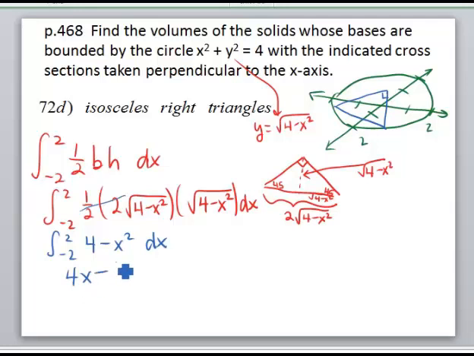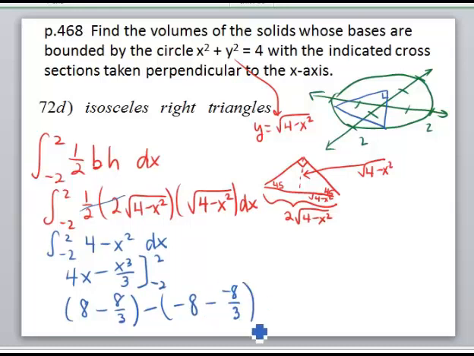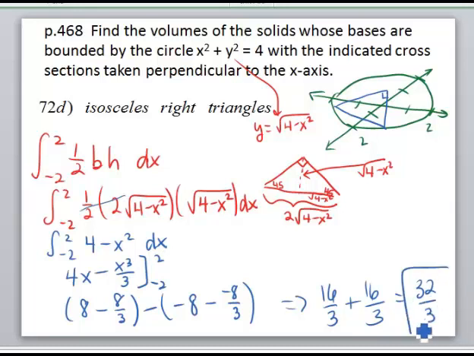Integrate, I get 4x minus x cubed over 3 from negative 2 to 2. And then I'll just plug in my 2 and I get 8 minus 8/3. Minus, plug in negative 2, I get negative 8 minus negative 8/3. So once again, I end up with that 16/3 when I subtract these and make common denominators. And this becomes plus 16/3. This is also a negative 16/3, but it becomes positive because it's minus minus, which then gives me my final answer of 32/3.